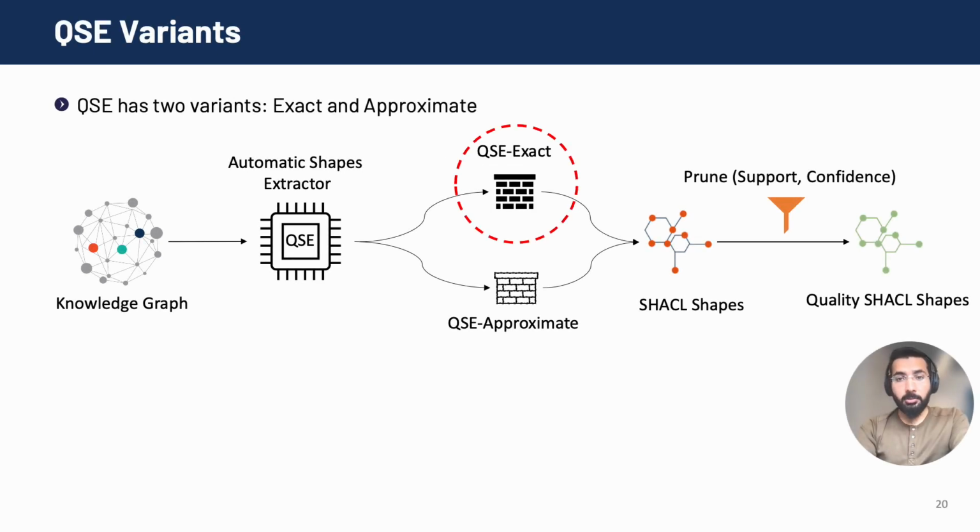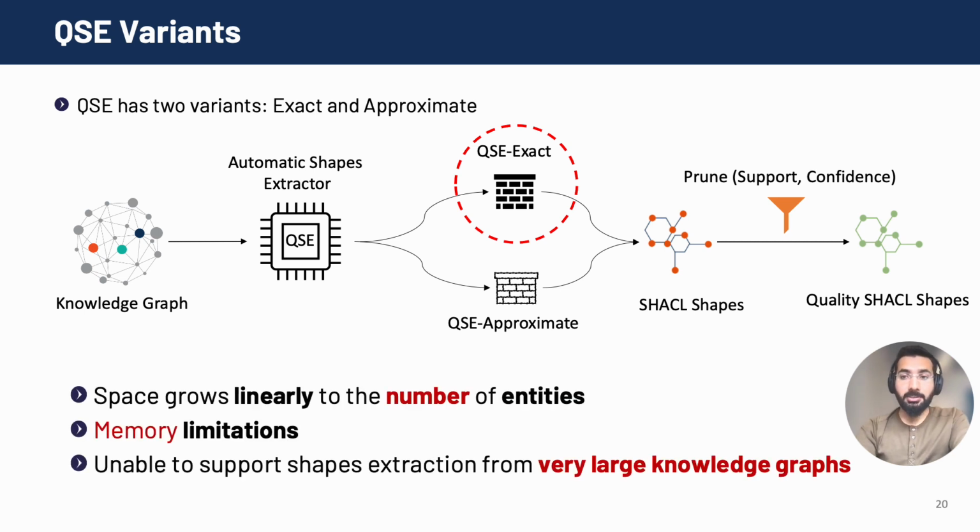Although the exact approach is able to extract shapes, it has some limitations because when using very large knowledge graphs, space grows linearly with the number of entities, which results in a memory limitation, and thus it is unable to support extraction of shapes from very large knowledge graphs. Therefore, we have proposed an approximate version of QSE.